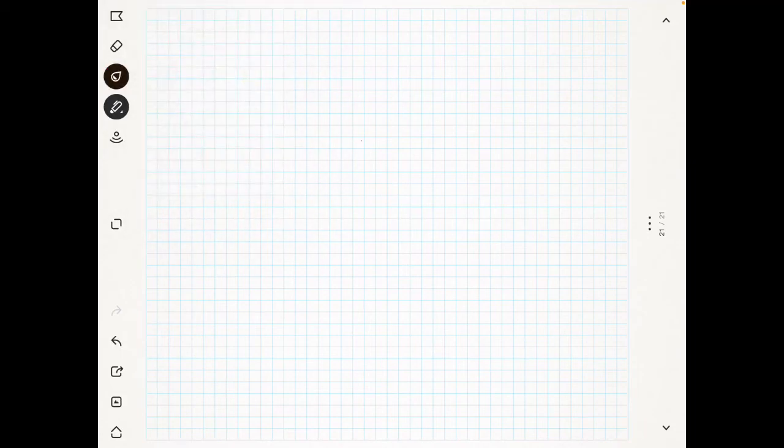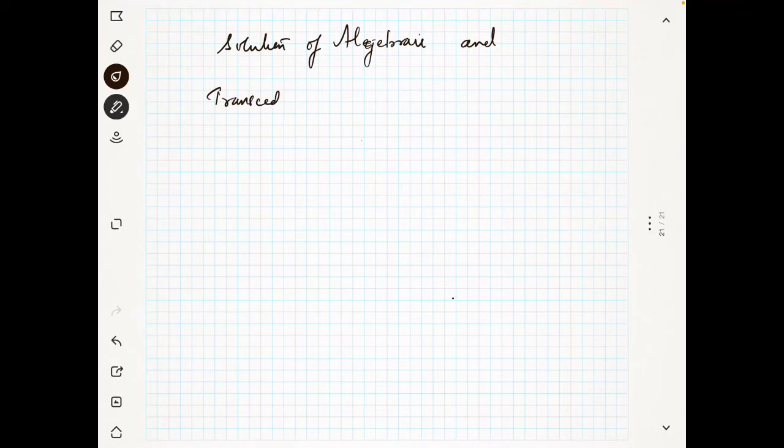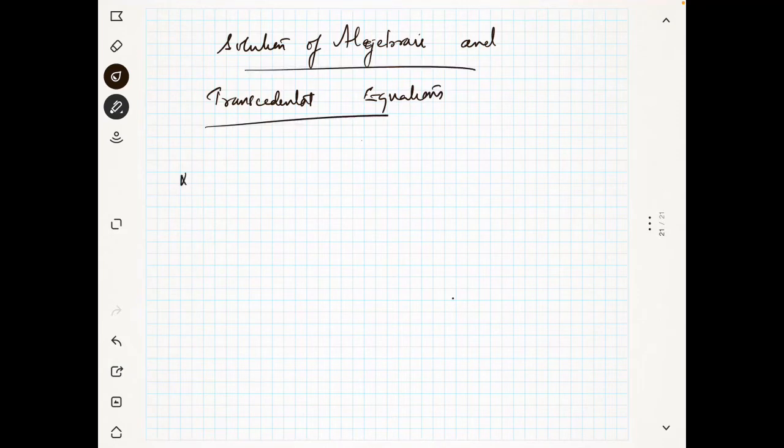Today we are going to discuss the solution of algebraic and transcendental equations. Okay. Now, what do you mean by this? So we will be basically talking about nonlinear equations. Okay, this is also applicable for linear equations, nonlinear equations.